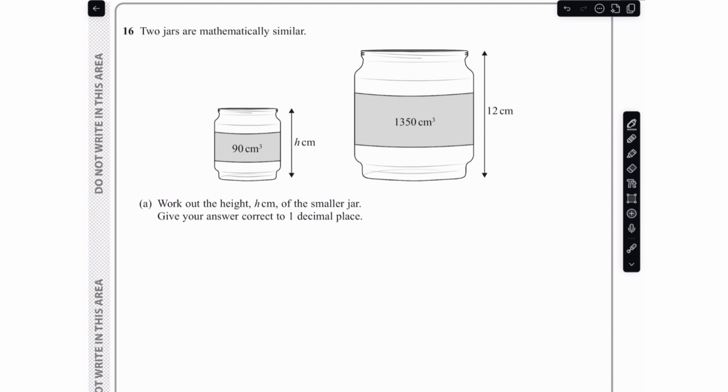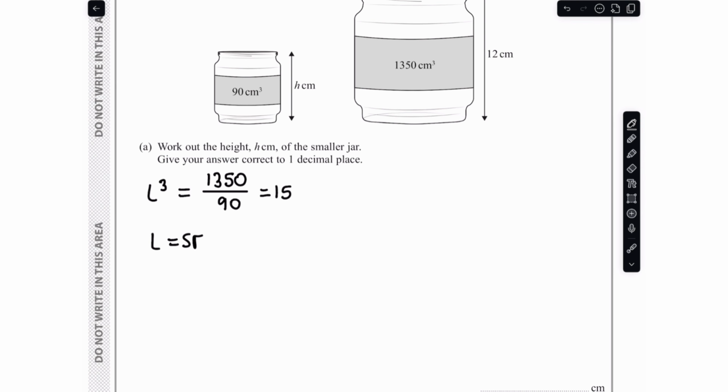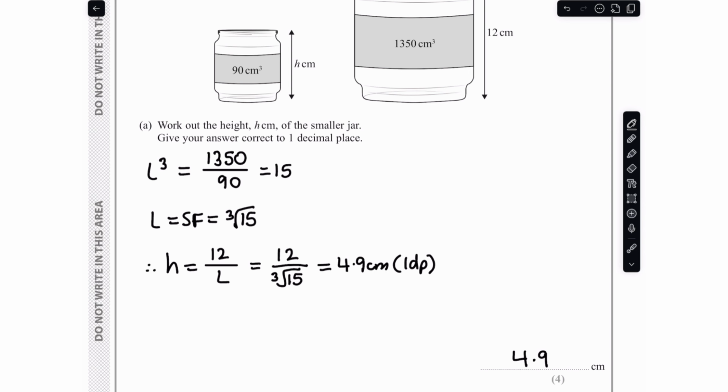In question 16, we are told that 2 jars are mathematically similar. Work out the height h of the smaller jar. Give your answer correct to 1 decimal place. So the length cubed can be obtained by dividing the volumes of both jars. So 1350 divided by 90, and that gives us 15. And so the length, which is also the scale factor, equals the cube root of 15. Therefore, the height h equals 12 divided by the length, which is equal to 12 divided by the cube root of 15, and that equals 4.9 centimeters to 1 decimal place. So the final answer is 4.9 centimeters.